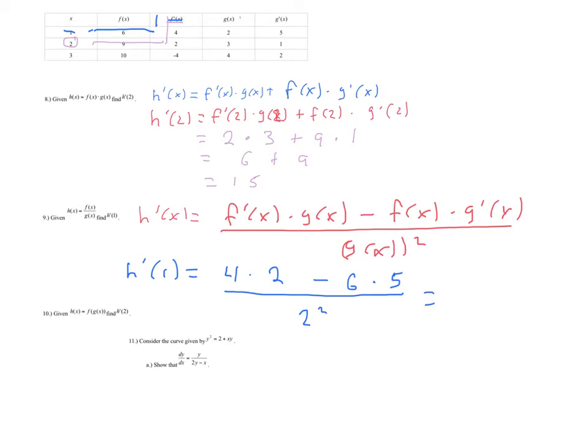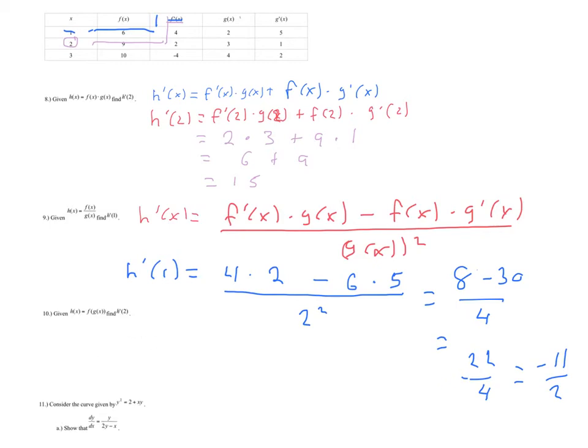So we get 8 minus 30, over 4, which is negative 22 over 4, or negative 11 halves.